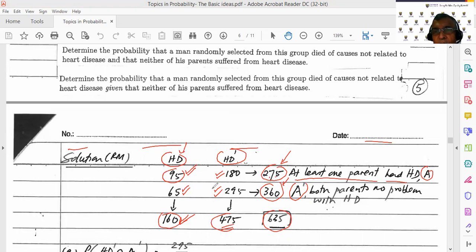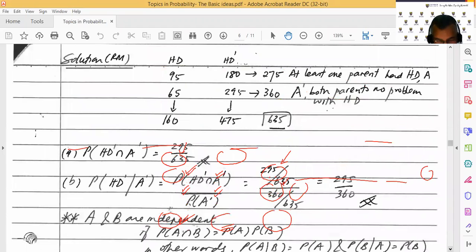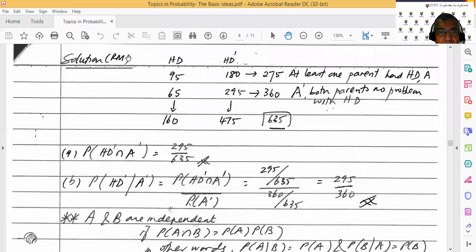Then you have to ask yourself, what do they want us to find in the question? Let's look at it. They want us to find the probability that a man randomly selected from this group died of causes not related to heart disease and that neither of his parents suffered from heart disease. So basically what they want us to find in notation form is this: not heart disease and neither suffered from heart disease, HD prime and A prime.